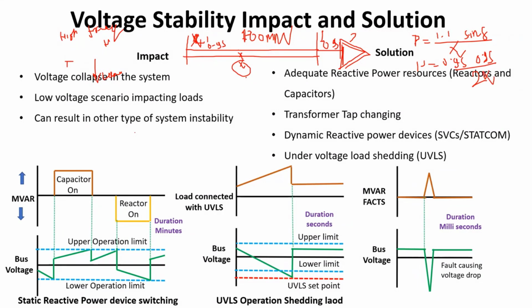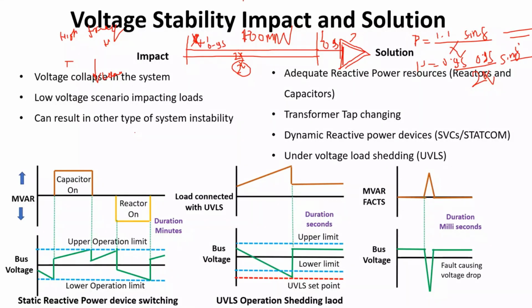Because this one, let us say, is 2x and this is 2x. So if you have this parallel operation, it is x with both lines in service. With a single line in service, it will act as 2x. So what you will do is that here the sine delta will be very high, right? If you have to transfer the same 100 megawatt amount of power.